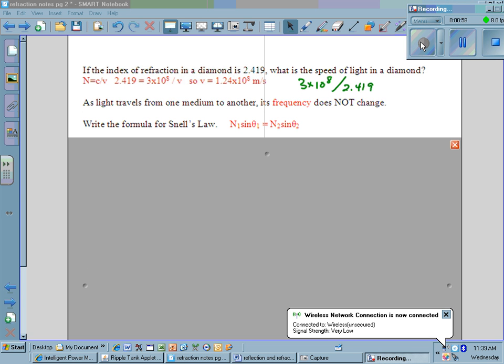Okay, the next 2 notes I want you to write down, and then I'll show you the simulation of this, is that when light travels from one medium to another one, its frequency isn't going to change. Its wavelength is going to change, and its velocity is going to change, but its frequency is not going to change.